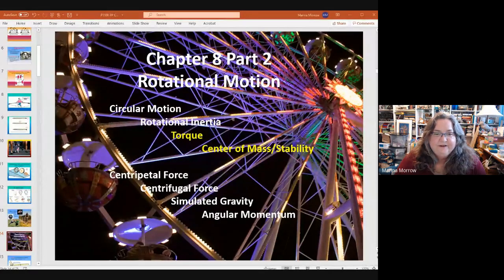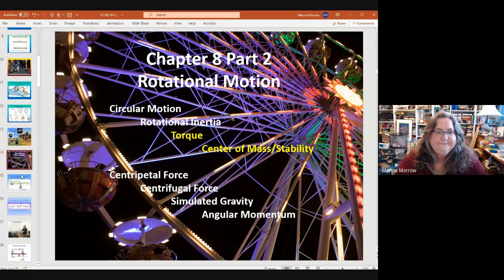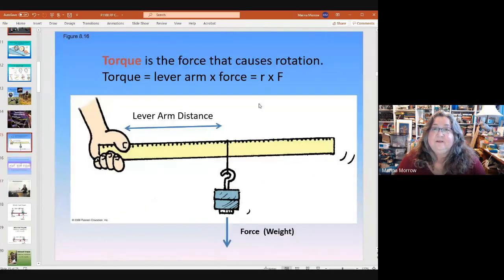Okay, for part 2, what we're going to be looking at is torque and the center of mass and stability. So what is torque? Torque is a force that will cause things to rotate. Now, when you rotate something, you have to push through the off angle to the center of mass.